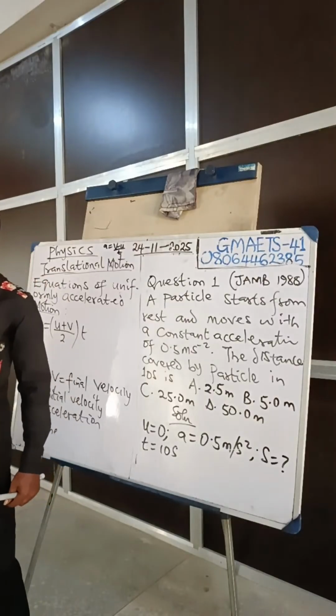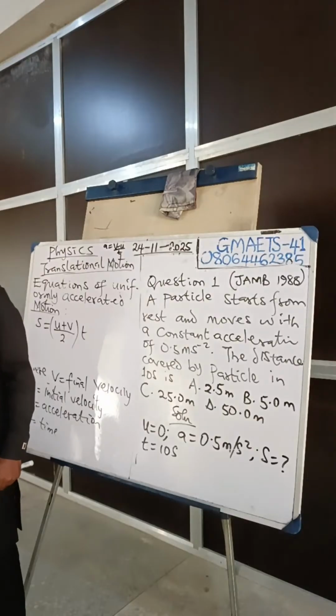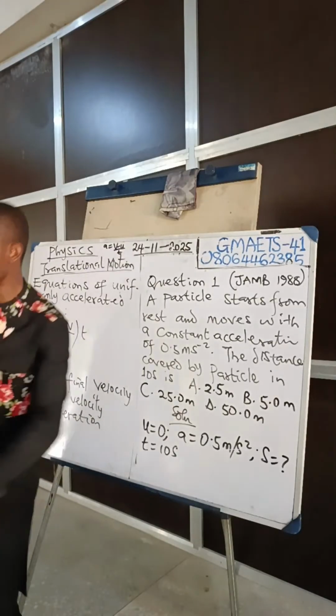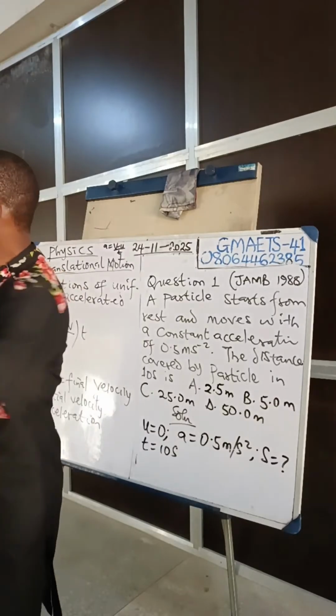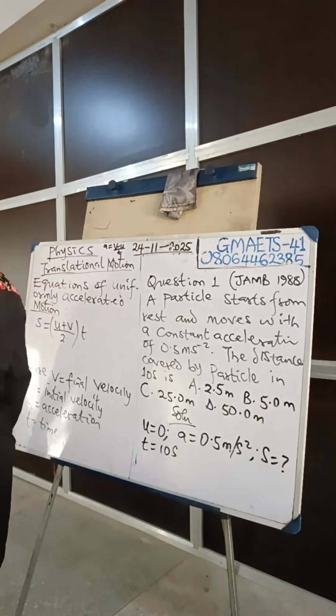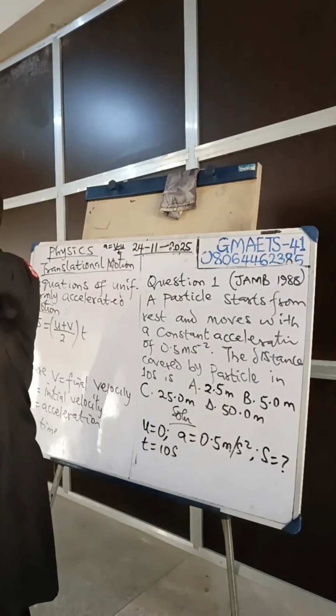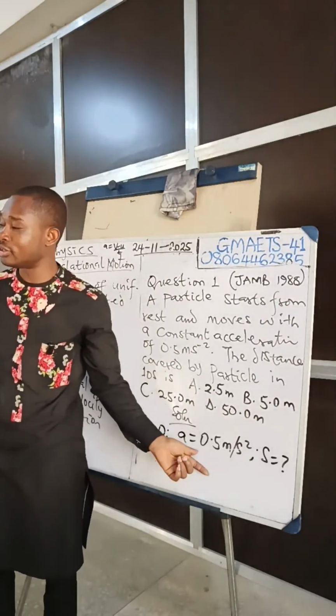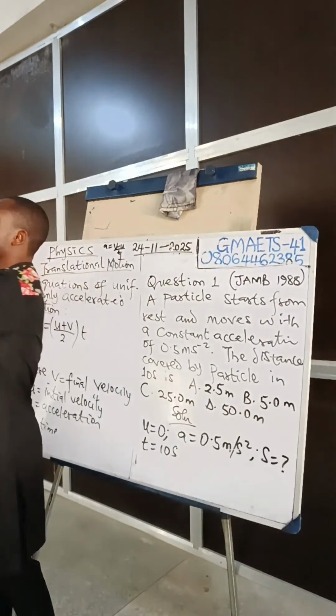Let's hear from you, Mrs. Ifezu. Correct. That is one of the key reasons. Are you getting me? For you to use that formula to calculate distance, you must know final velocity. Are you getting me right? At least we know initial velocity, we know acceleration. You must know final velocity.